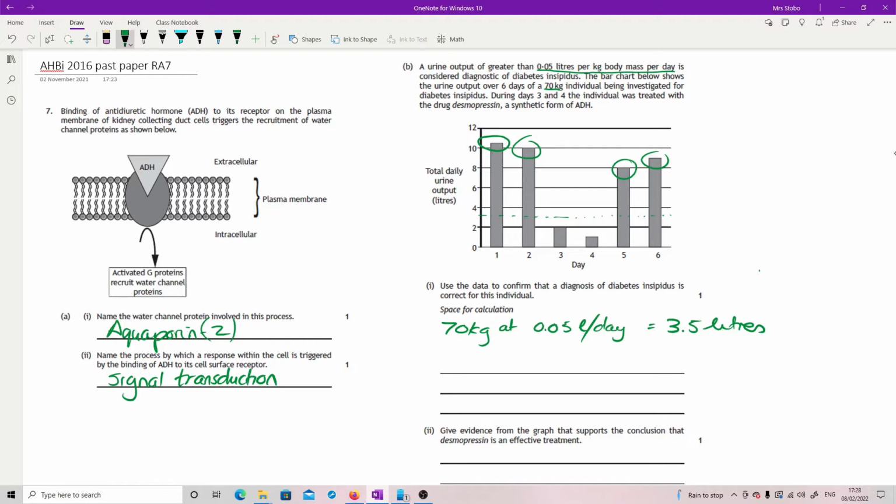Okay, give evidence from the graph that supports the conclusion that it is an effective treatment. Well, the diagnosis is that if you are producing this 3.5 litres a day, both days when that happened, when they were given the desmopressin, they were below that 3.5. Okay. Oh, there's another bit on this one.